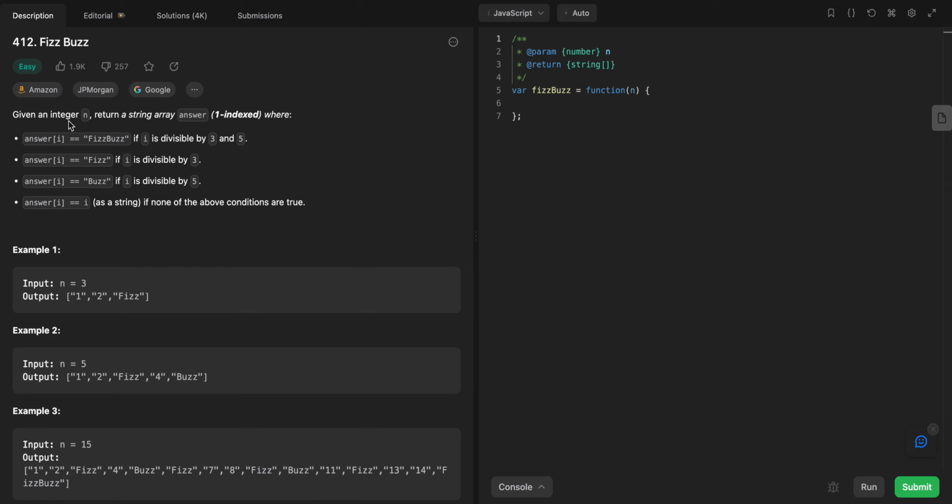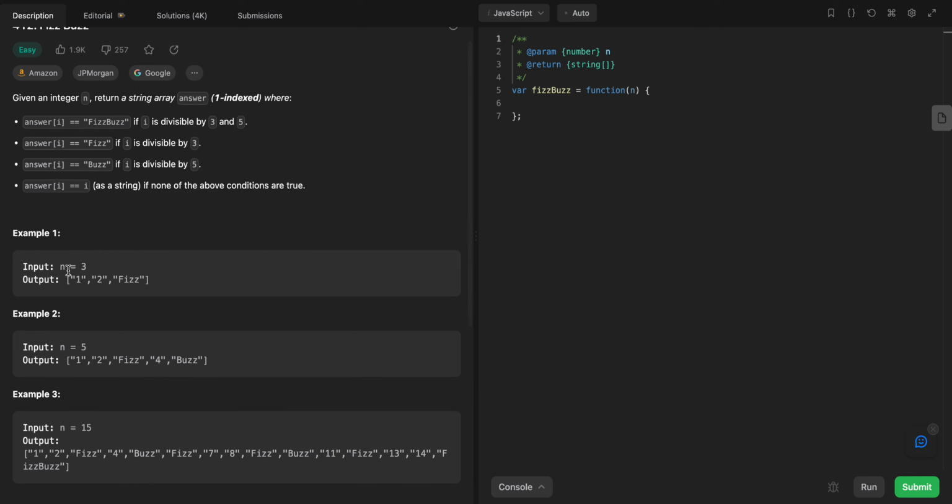We have an integer n. Return a string array answer, one-indexed, where answer[i] equals FizzBuzz if i is divisible by 3 and 5, answer[i] equals Fizz if i is divisible by 3, answer[i] equals Buzz if i is divisible by 5, and answer[i] equals i as a string if none of the above are true.